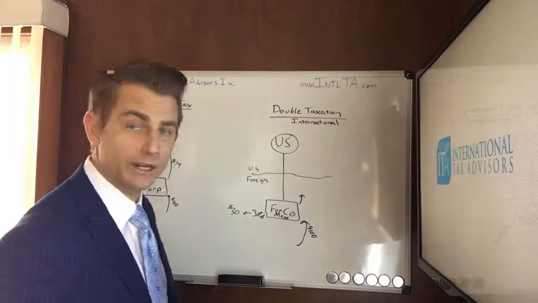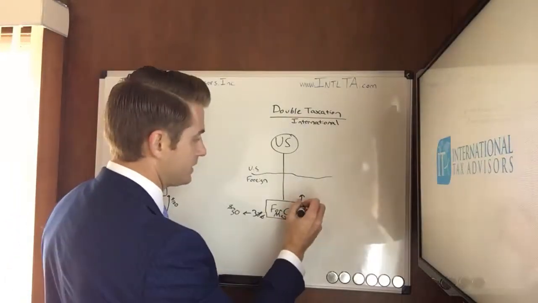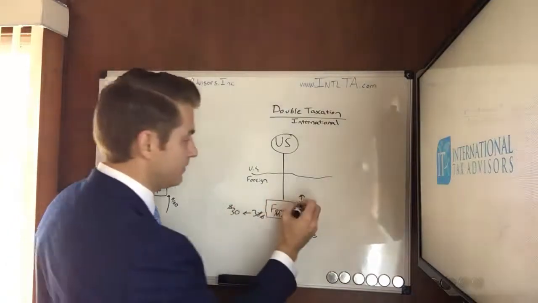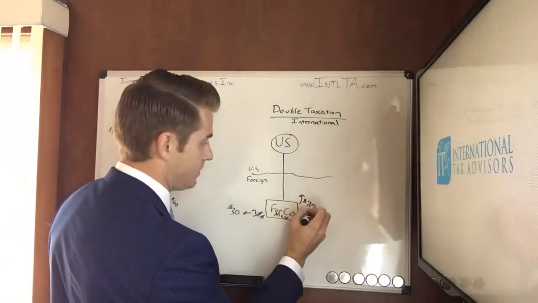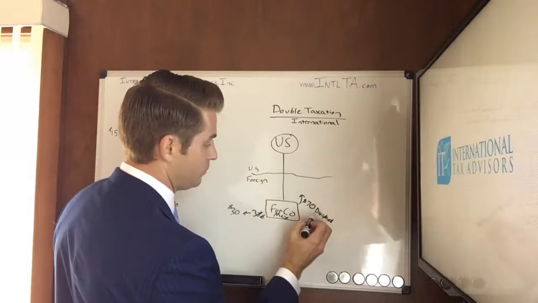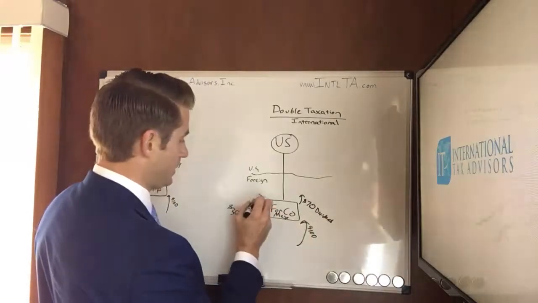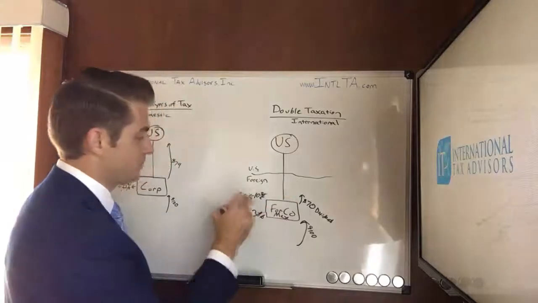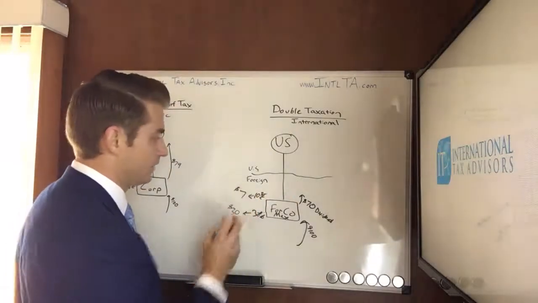apply that via withholding. And so in this case, if they're sending back a dividend after 30, that would give them $70 to send back as a dividend. That dividend would be subject to a 10% withholding rate. And so 10% on 70 is $7.